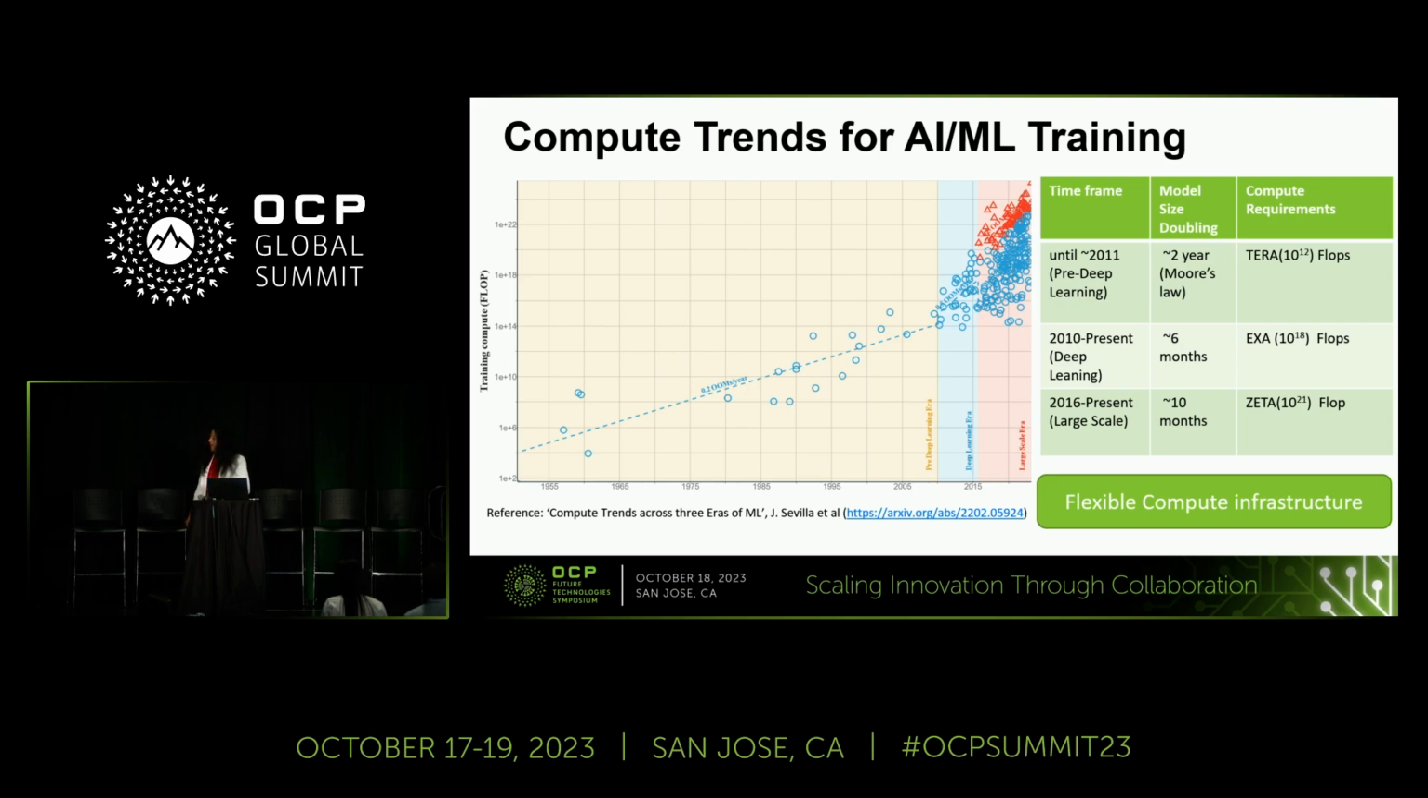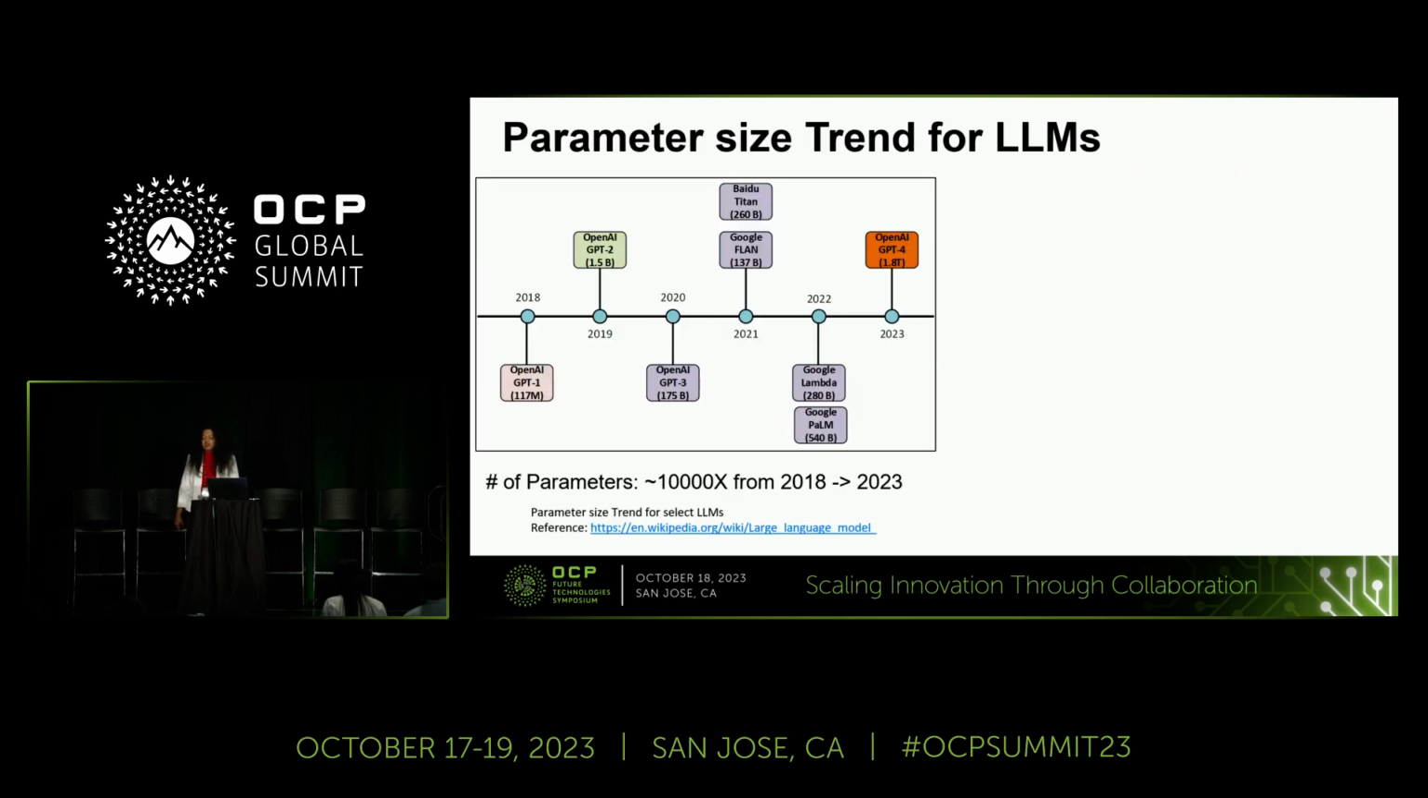The second trend that I would like to look at is the parameter size trend. Parameters are the configuration variables that are learned during the training phase. If you look at the trend line here from 2018 to 2023, GPT-1 had about 100 million parameters, and GPT-4 has about 1 trillion parameters. Over a period of 5 years, the total parameter size has gone up by almost 10,000x.